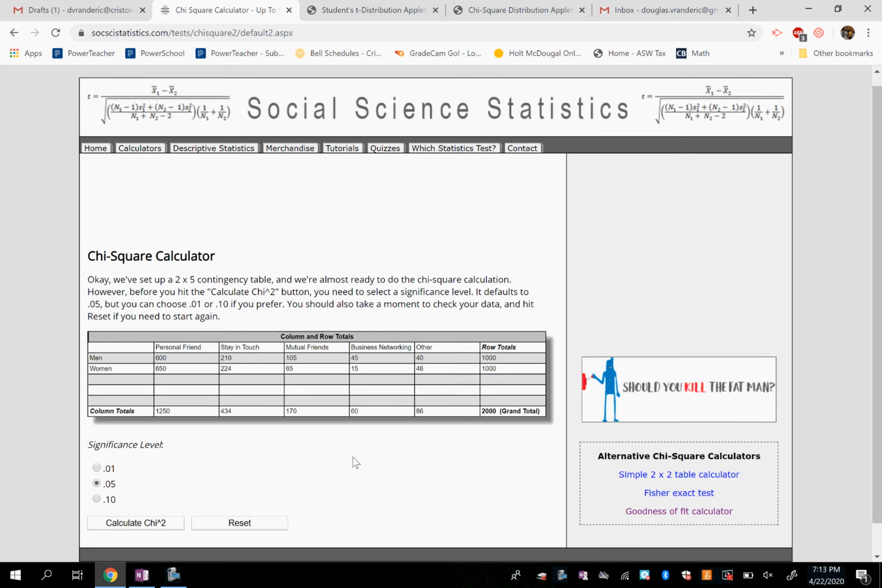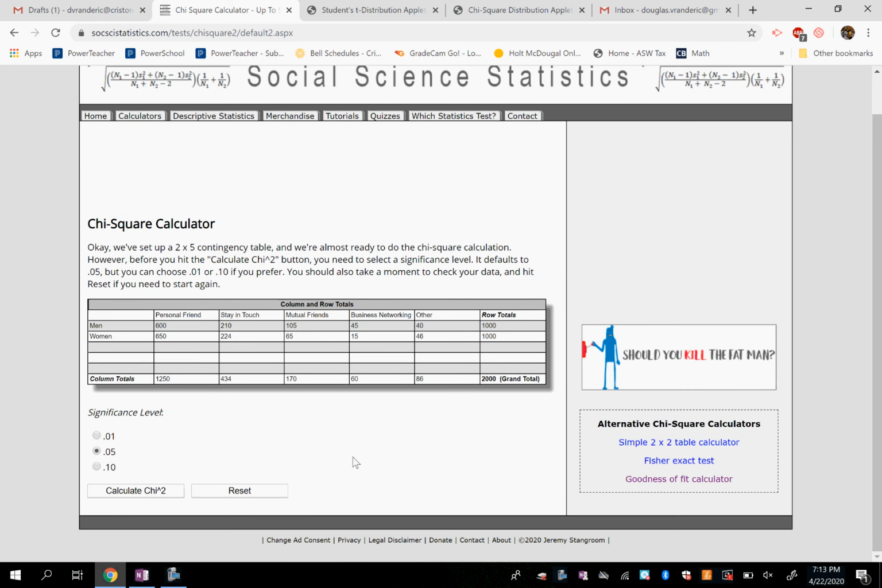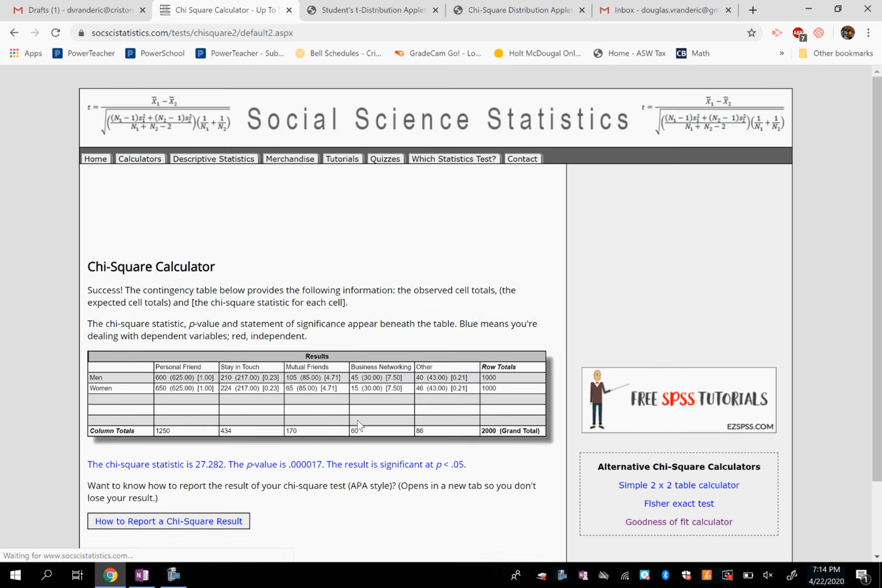Now it's going to ask you for a significance level. In this problem, you're not being asked to make a decision about a p-value compared to an alpha level or a significance level, so it doesn't really matter here. You can hit calculate chi-squared.